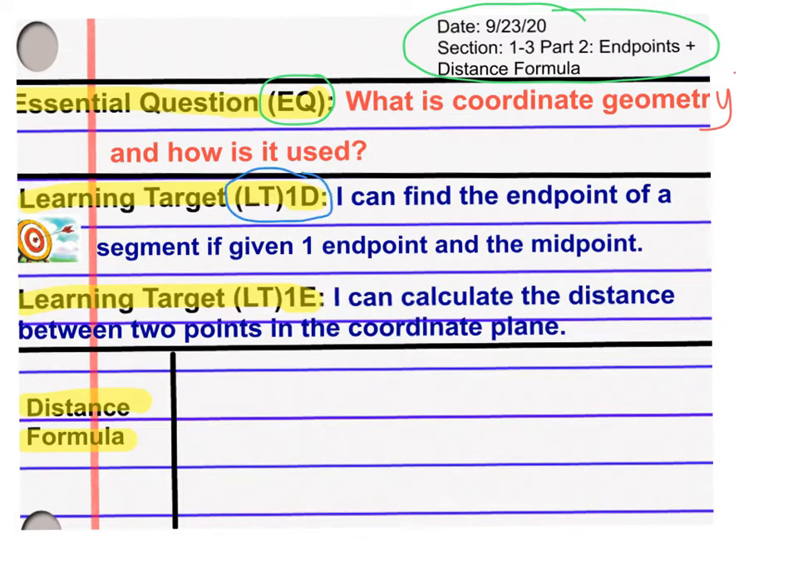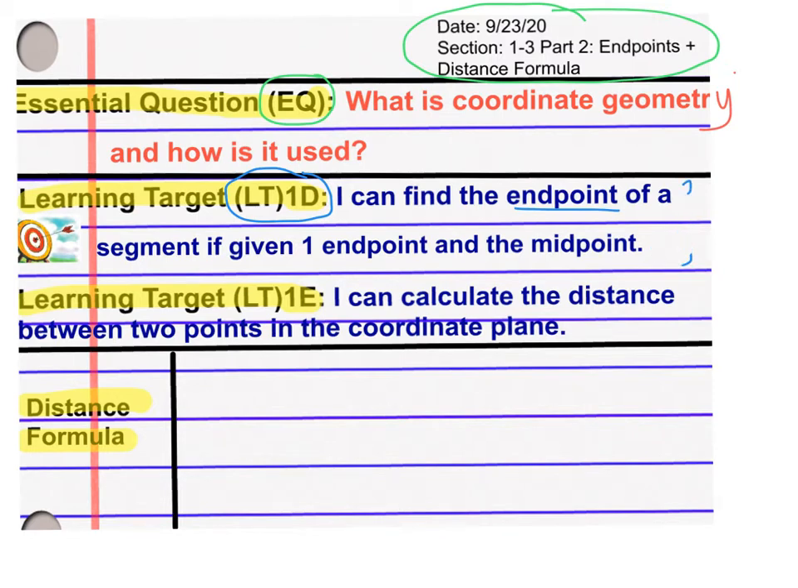Learning target 1D is I can find the endpoint, so it's related to yesterday, but a little different. I can find the endpoint of a segment if given one endpoint and the midpoint. So instead of getting 2 endpoints and just finding your midpoint like we did yesterday, you would be getting 1 endpoint, 1 midpoint, and you'd find the other endpoint. All right, so something kind of like this. But you would know this, and you'd be looking for that.